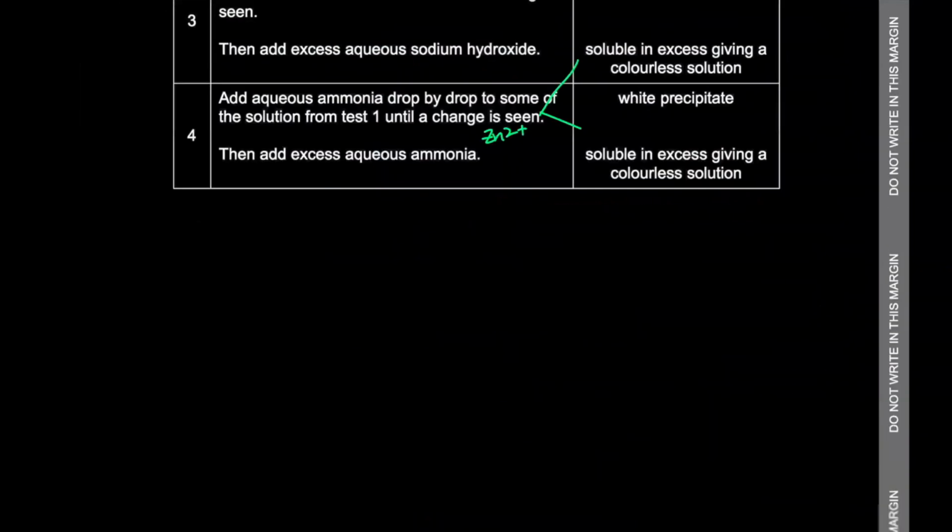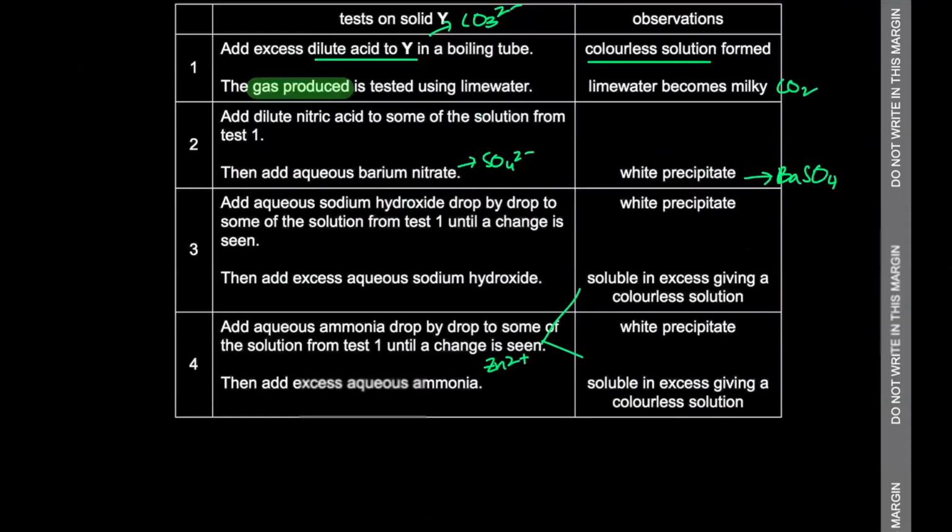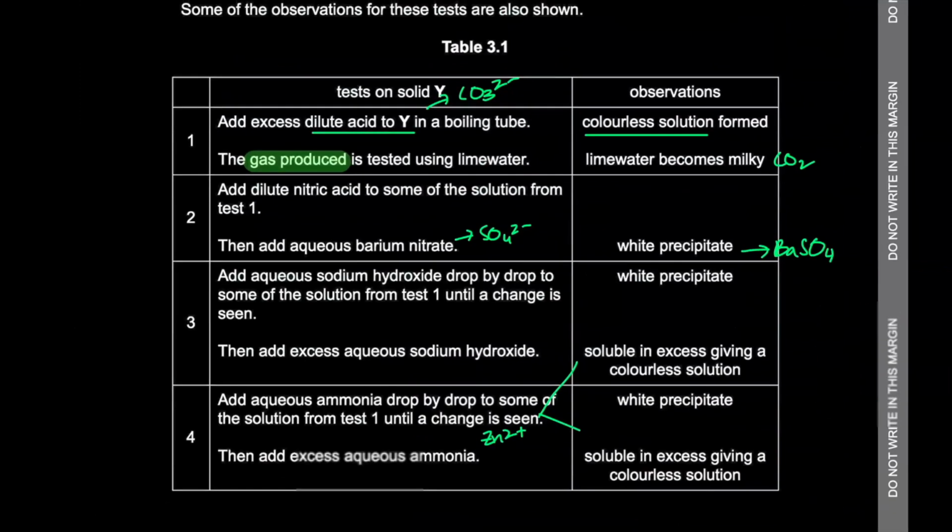And the dilute acid used in test one is sulfuric acid. How do we know that it's sulfuric acid? Because we took the solution from test one and added barium nitrate, and we saw the white precipitate form, which means sulfate ions were present. Now, why were sulfate ions present? Because we must have added something in the first test that had sulfate. What acid would have sulfate? It would have been sulfuric acid.